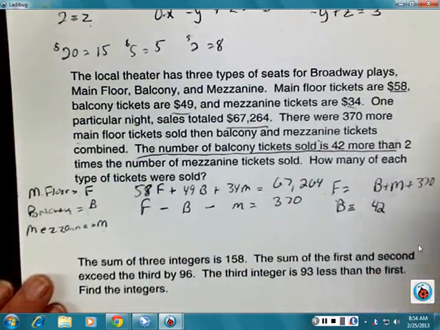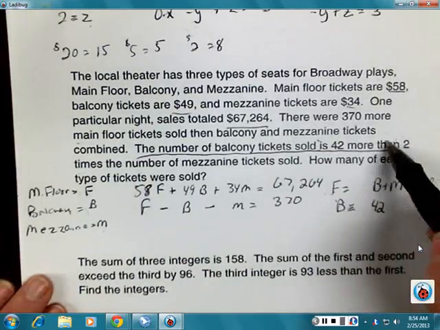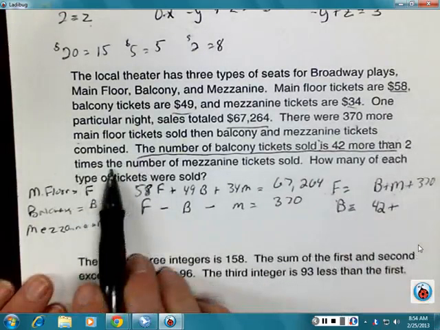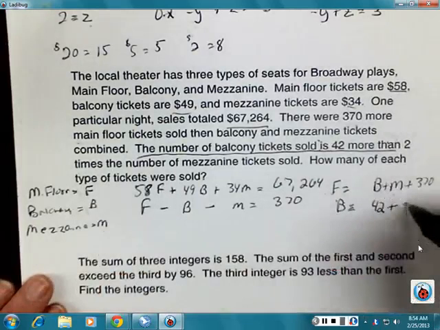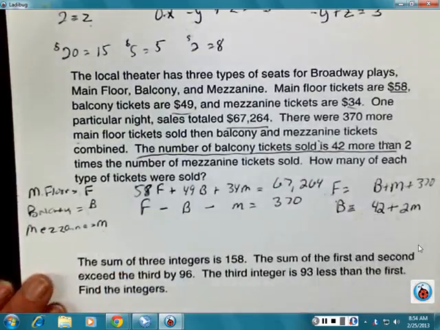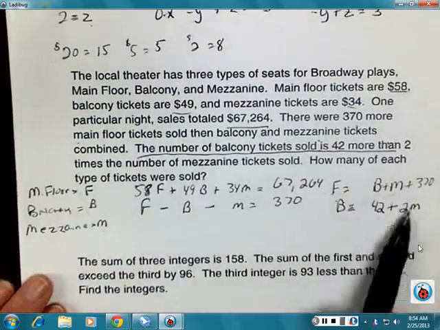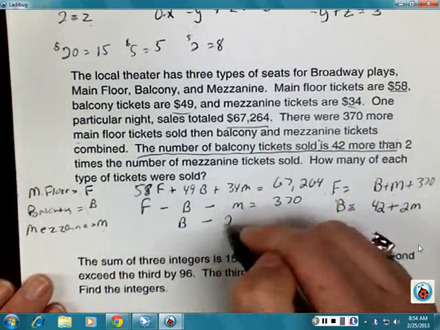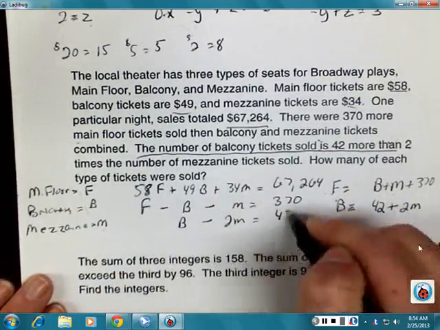42 more than means what? Add. 2 times means 2m for mezzanine, and so that would be my piece for this one. So again, I got to move my 2m over. So I have balcony minus 2m is going to equal 42.